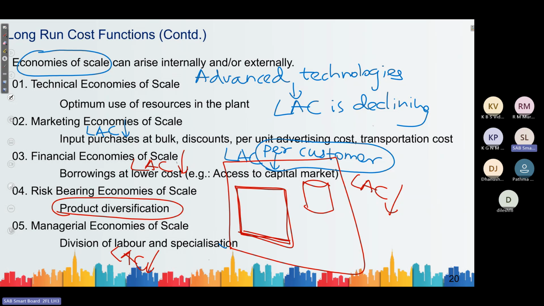Economies of scale happen because of technical economies of scale, marketing economies of scale, financial economies of scale, risk-bearing economies of scale, and managerial economies of scale. It is better if you can remember at least 4 out of these with examples. Sometimes we check the knowledge on economies of scale in the final examination, so better to memorize at least 4 out of these with examples, right?